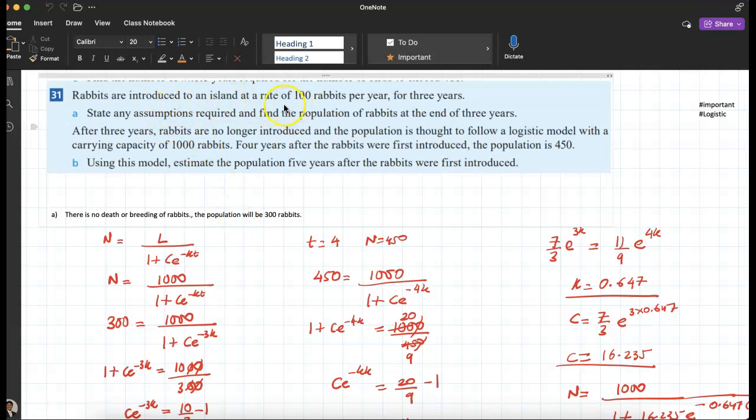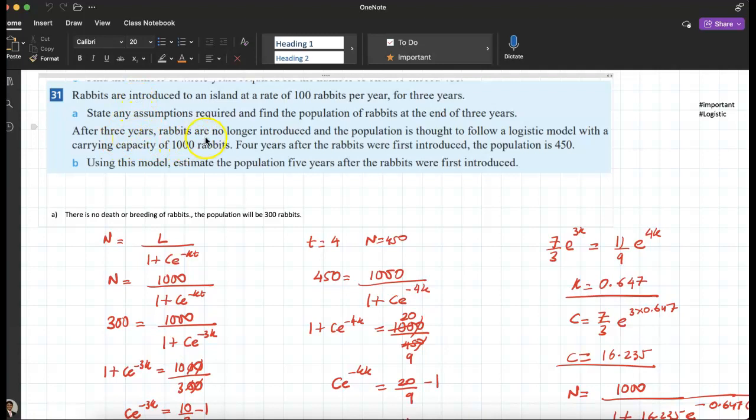Rabbits are introduced on an island at a rate of 100 rabbits per year for 3 years. So you're putting in 100 rabbits for 3 years. State an assumption required and find the population of rabbits at the end of 3 years. There is no death or breeding of the rabbits. The population will be 300 rabbits. Yes. This is a very stupid thing to ask, but anyway. After 3 years, now this is where the sum starts. I don't know why they did this.